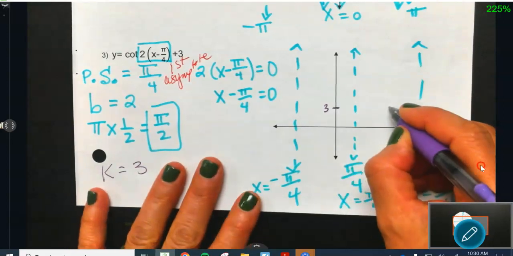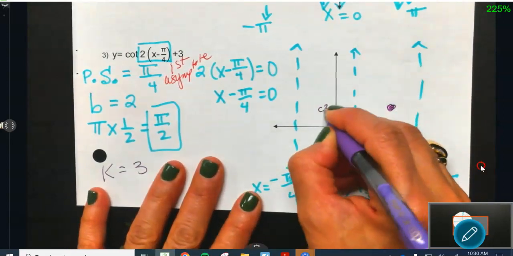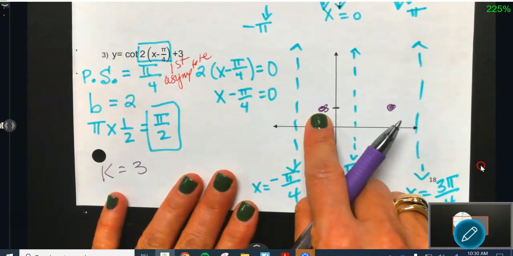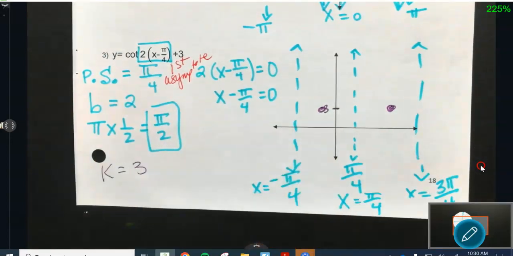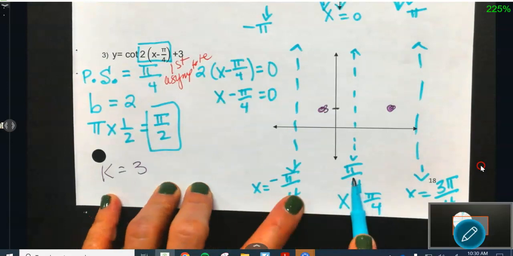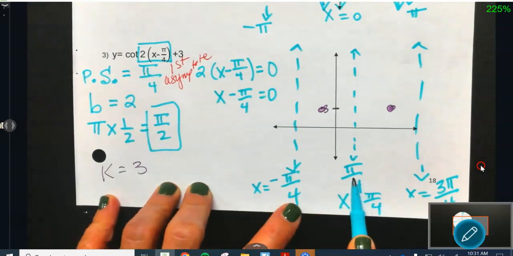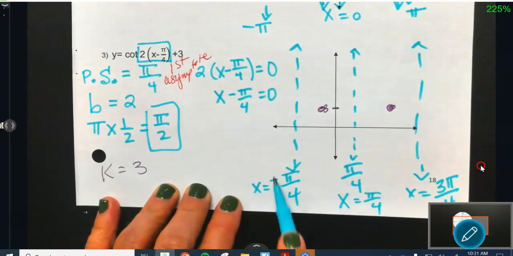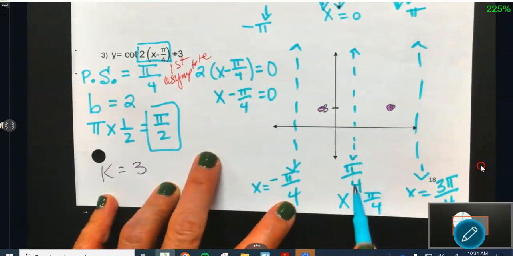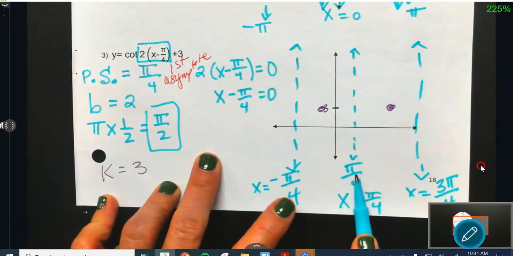Y'all, this is where the graph takes the turn. The midline is where the graph takes the turn. Now look, what's halfway in between these two? If that's a negative 1 and that's a positive 1, what's right in the middle?